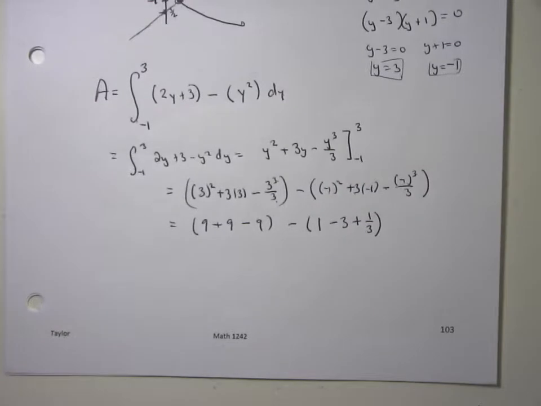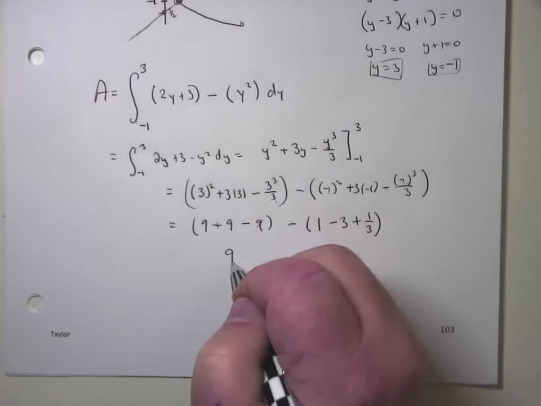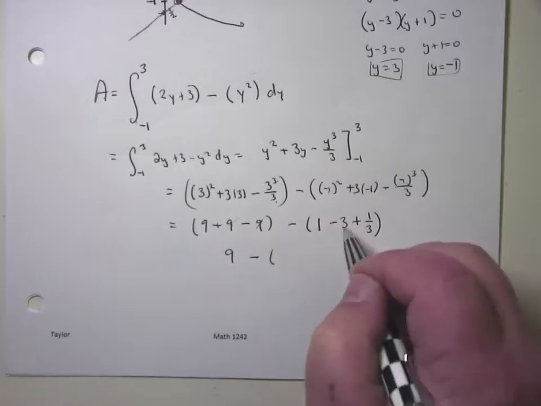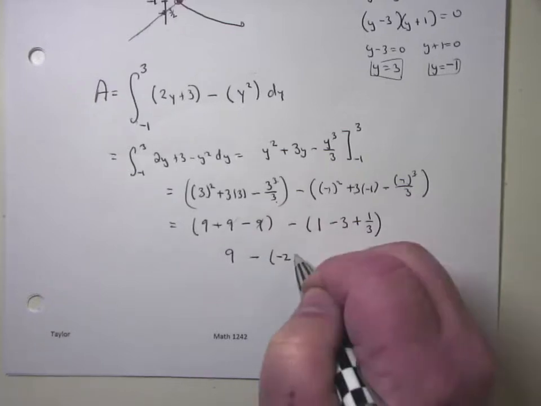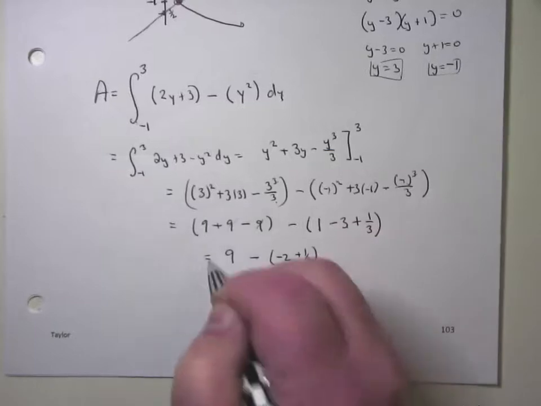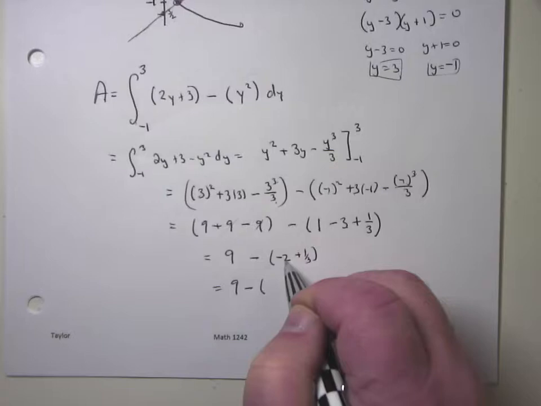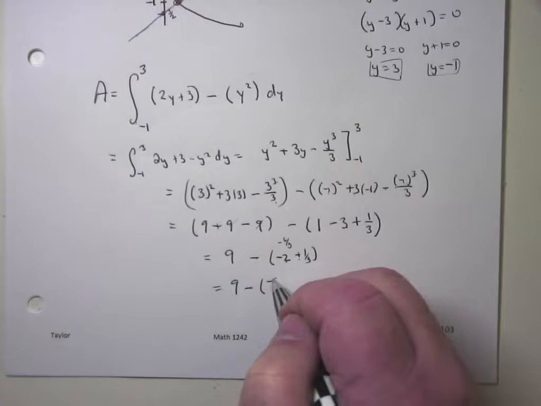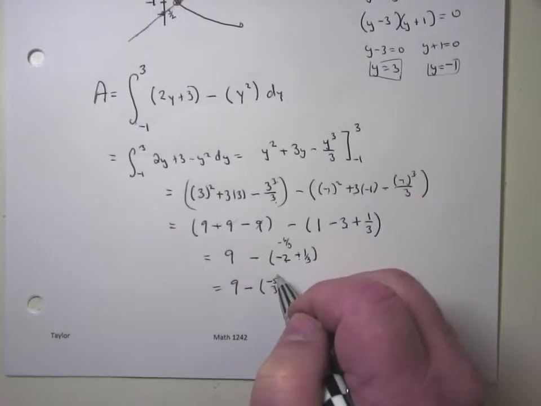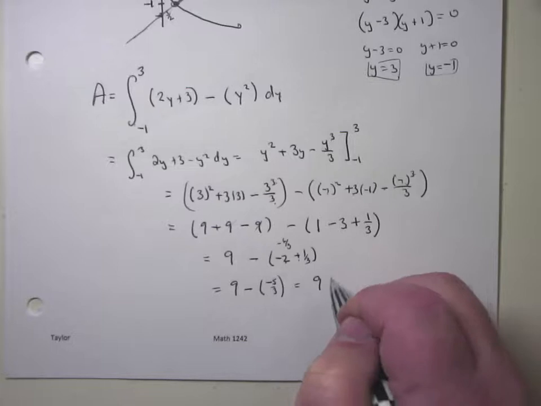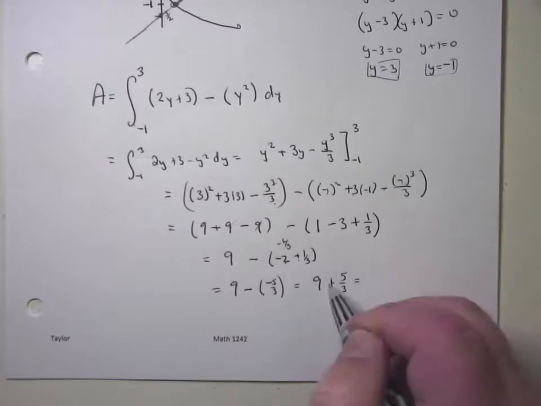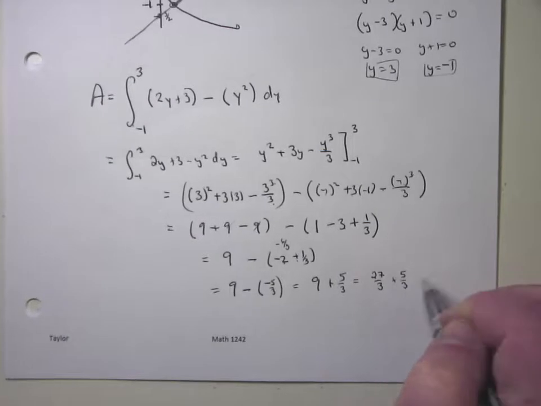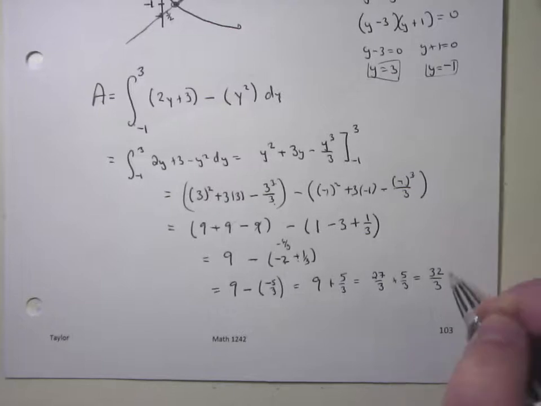So these two 9s cancel, so I'm left with 9 minus, and over here, negative 1 minus 3 is negative 2 plus 1/3. So this is 9 minus negative 2, which is the same thing as negative 6/3 plus 1/3, which is negative 5/3. And minus a minus is a plus, so it'll be 9 plus 5/3. 9 is equal to what? 27/3 plus 5/3 is 32/3.